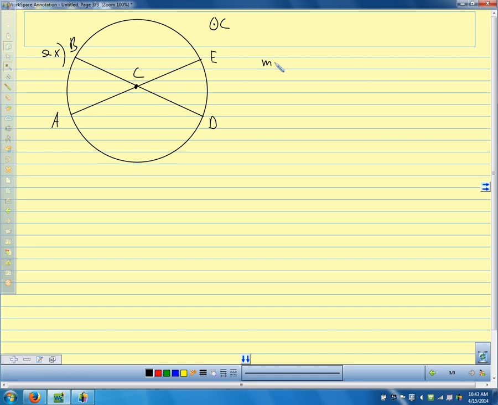Let's name some minor arcs. So what would be some minor arcs on this circle? ED. Arc ED would be a minor arc. Arc AB would be a minor arc. How about a couple more? AD. So right there. Yeah, that's perfect. That's a minor arc, smaller than a half circle.